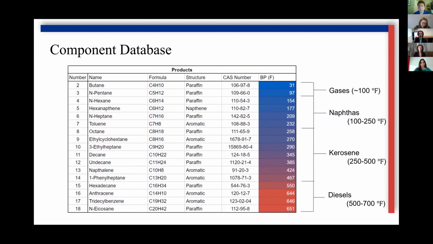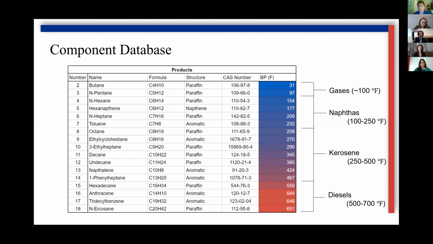We did the same thing for our feed. We wanted to make sure our boiling points were in the correct cut fractions that we were going to be separating in. And of course, we looked also at the carbon numbers and the structure in order to make sure that when it did separate, it separated into something that related to our cut fraction physical properties.